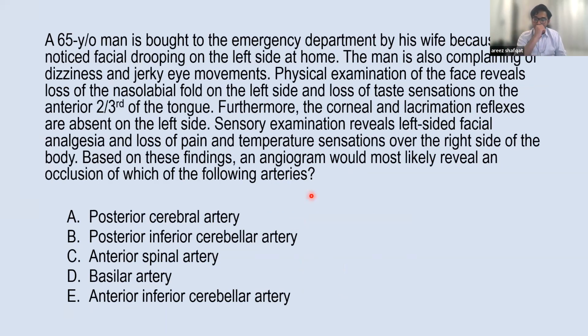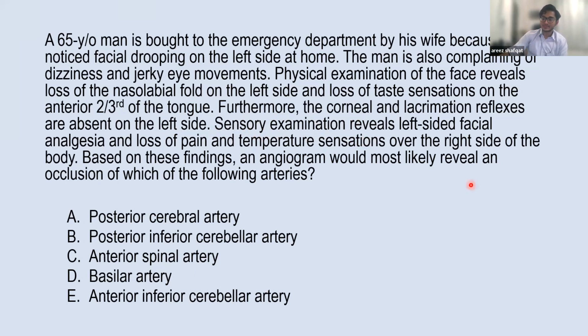Right. So another question, again, it's all the same scenario, 65-year-old man, but the findings are a bit different. So this is the same scenario, but I'm asking you which artery would be affected in this patient. Okay, good. So how did you guys know that this was a lesion in the lateral part of the pons?